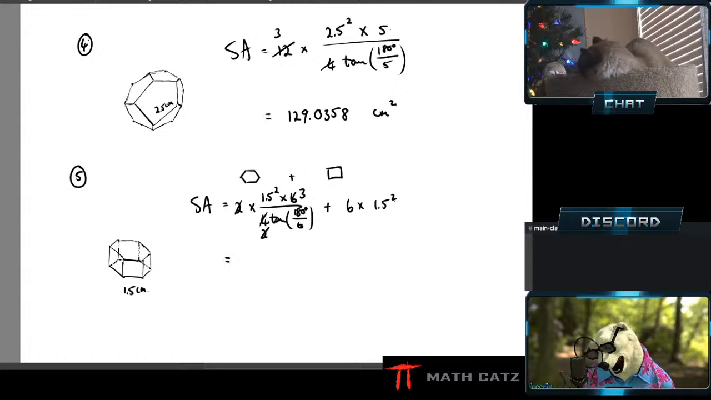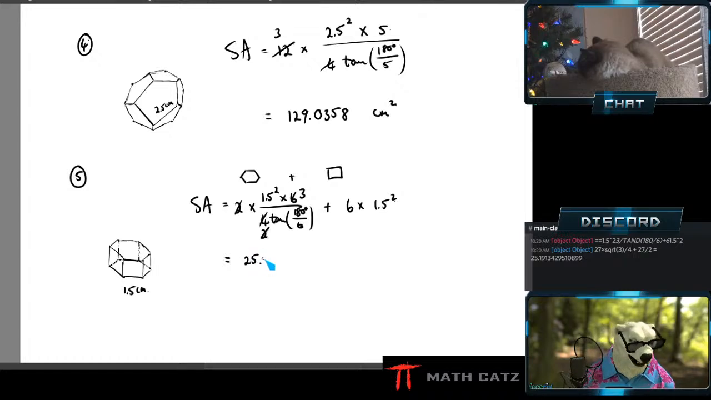Then I have to add 6 times 1.5 squared. Man, my finger keeps slipping and I type more than I want. Go. And we get 25.1913. All right, so that gives us a fair number of examples, not too bad.